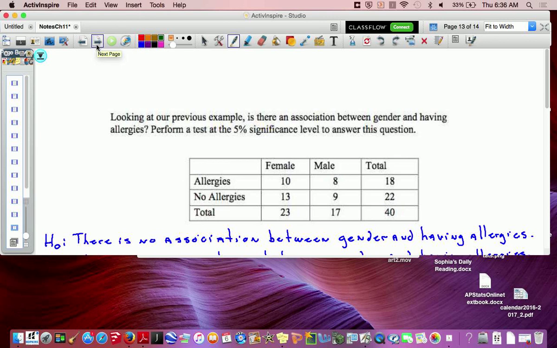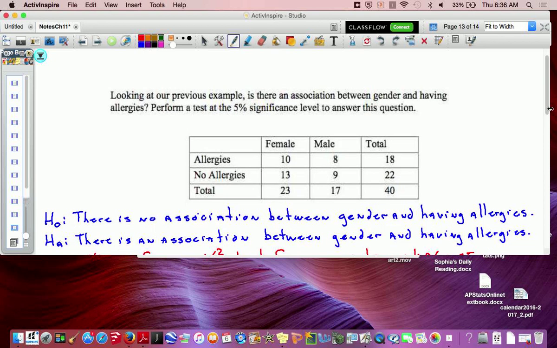So we want to write the null and alternative hypothesis with this data here. As you can see, my null hypothesis simply says there's no association between gender and having allergies, while my alternative is I suspect there is. So there is an association between gender and having allergies. Again, remember when doing significance tests, we're hoping to show statistical evidence so that we can conclude the alternative. So we're trying to see, is there actually an association, or at least is it statistically significant?